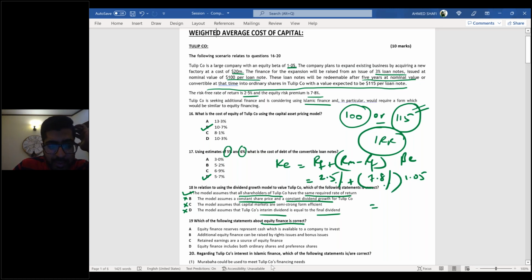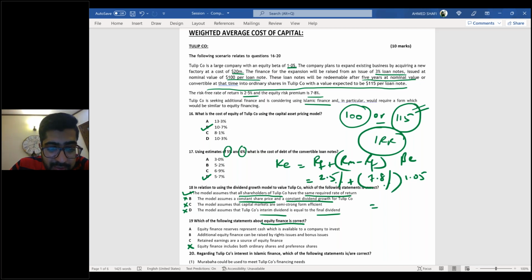The strategy. Equity finance includes ordinary shares and preference shares. A completely wrong statement. Equity only includes ordinary shares. Equity doesn't include preference shares. It only includes ordinary shares. So this is saying equity includes ordinary shares, preference shares. Wrong.